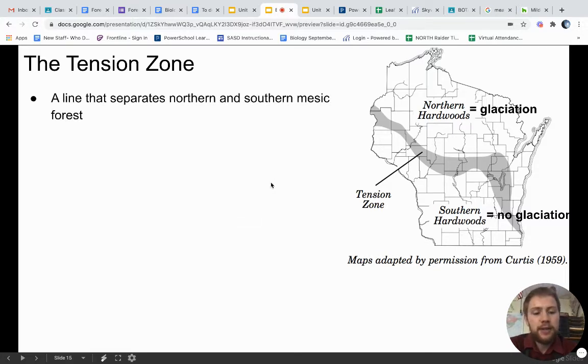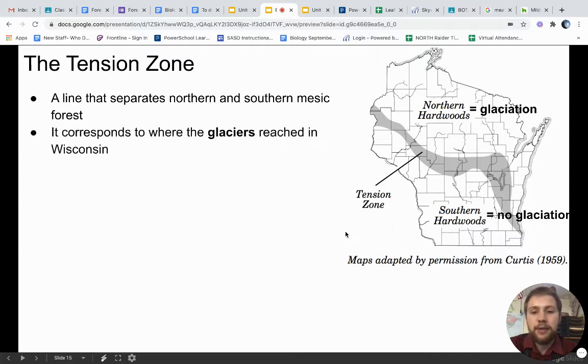What it is, is a line of glaciation, where the glaciers reached before they receded about 10,000 years ago. So it's a line that separates the northern and southern mesic forest, essentially. That's why we could see there was a pretty distinct line. And it separates the northern hardwoods, where the glaciers did come, from the southern hardwoods in the southwestern part of the state, where no glaciation happened. The glaciers did not reach.